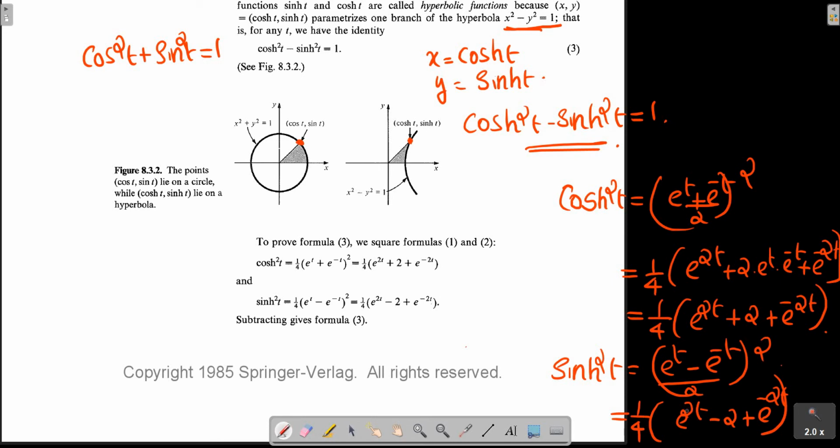When we are subtracting these two, the e raised to 2t cancels, and the e raised to minus 2t term also gets cancelled, and 2 minus minus 2, that is 4 by 4 will come, that's equal to 1. So we can prove that.